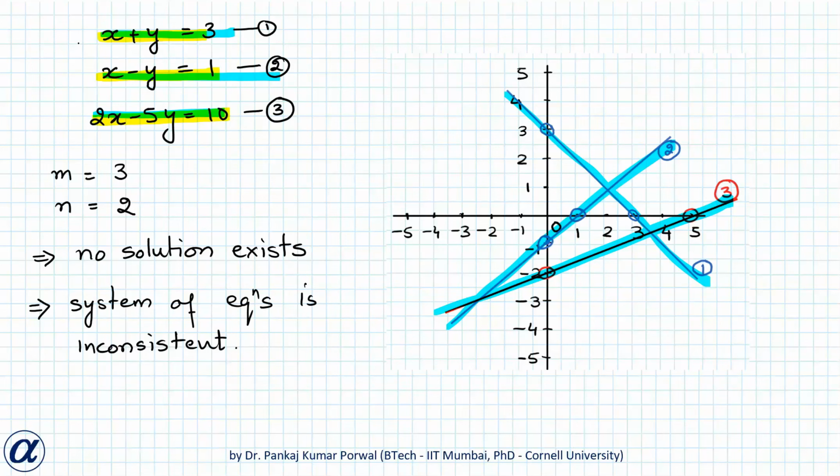So in this case, all three equations are linearly independent. Therefore, the number of linearly independent equations is more than the number of unknowns. So this system of equations is inconsistent.